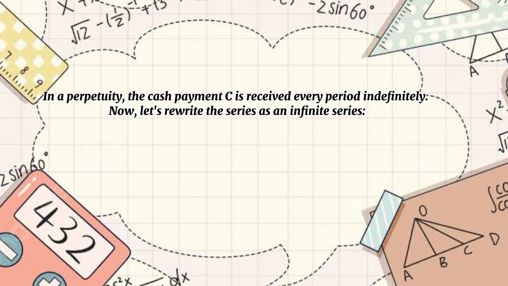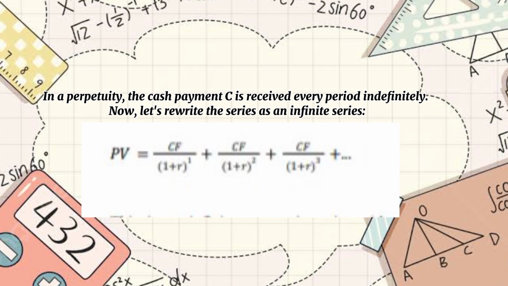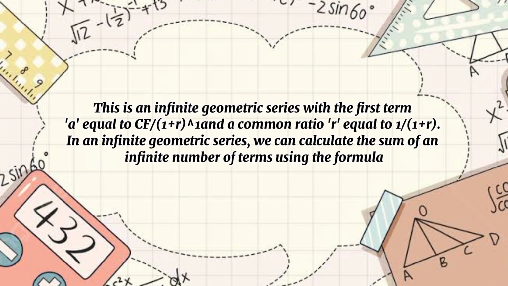Now, let's rewrite the series as an infinite series. This is an infinite geometric series with the first term A equal to C over 1 plus R raised to 1, and the common ratio r equal to 1 over 1 plus R. In an infinite geometric series, we can calculate the sum of an infinite number of terms using this formula.